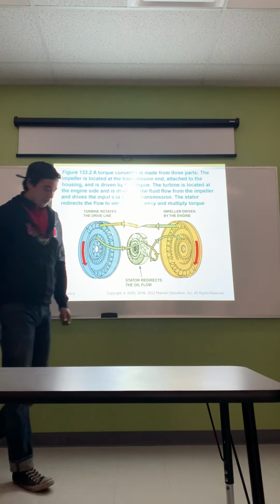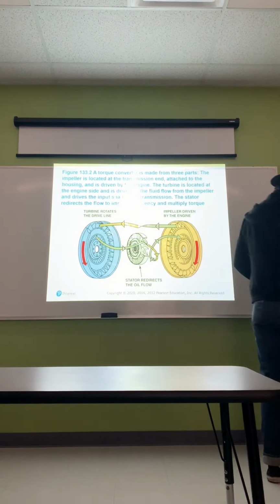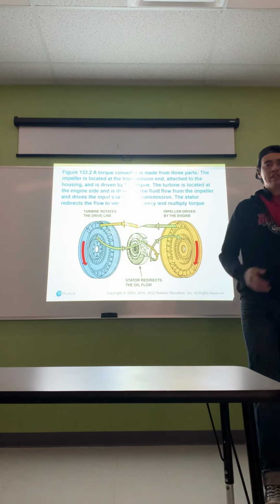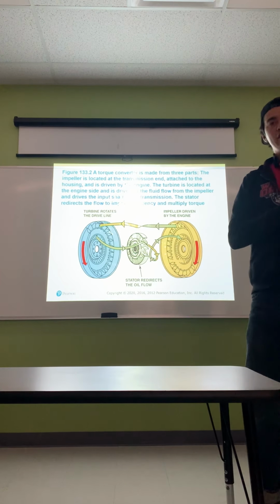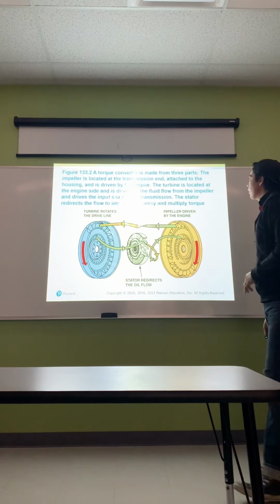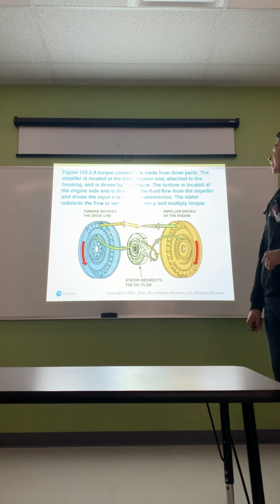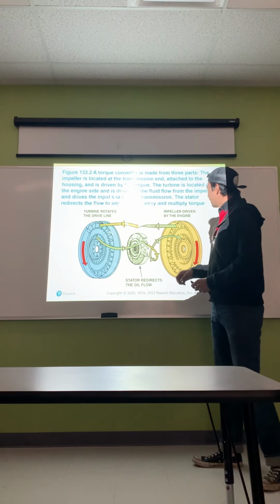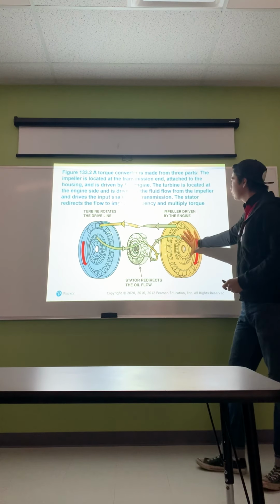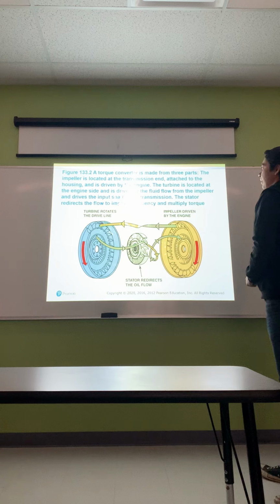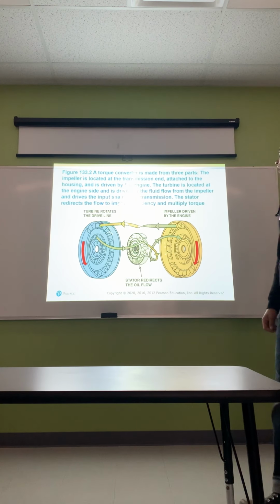So, the torque converter: this is probably the most important component. Without a torque converter, we wouldn't be able to have the disengagement from the transmission to the engine. A torque converter is made from three parts. The impeller is located at the transmission end, attached to the housing. So the impeller is going to be this section here. The turbine is located at the engine side and is driven by the fluid flow from the impeller and drives the input shaft of the transmission.